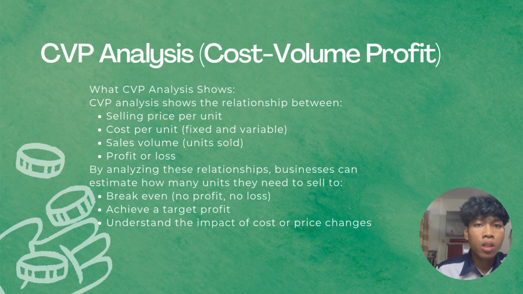What does CVP analysis show? First, CVP analysis shows the relationship between selling price per unit, cost per unit, either fixed or variable, sales volume, units sold, and the last one is profit or loss. By analyzing this relationship, businesses can estimate how many units they need to sell to: first, break even, no profit, no loss; second, achieve a target profit; and the last one, understand the impact of cost or price changes.